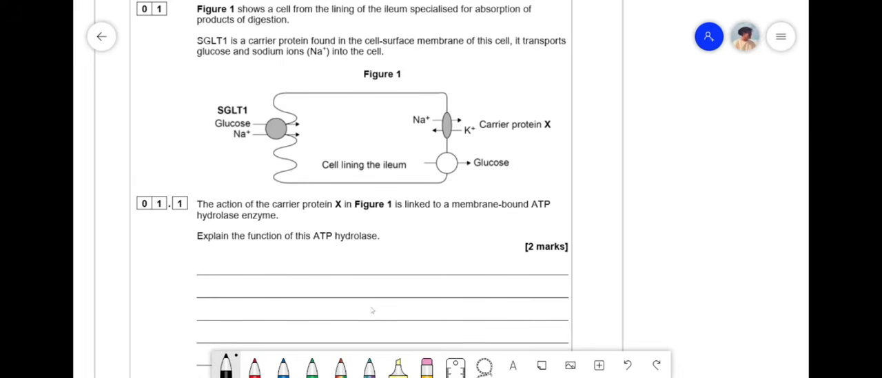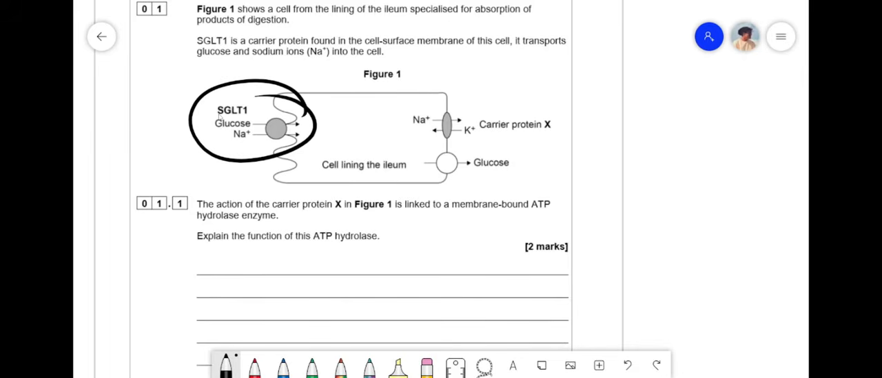So when you get a diagram like this, it's quite easy to just be thrown away by all the arrows and stuff. So it's helpful to just go through it one by one and see what's actually going on here. So you can see that sodium is moving out, potassium is moving in. This is your carrier protein X. And you can see that glucose is coming out here, but it's going in here along with the sodium. So the sodium's moving in down a concentration gradient and bringing the glucose along with it.